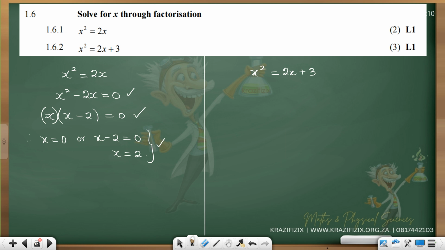Number 2. What do we do here? The right-hand side should be a 0. So the first thing is to move everything over. Now we can factorize, which was what we spent time doing yesterday.